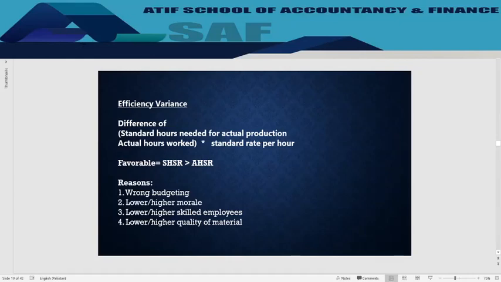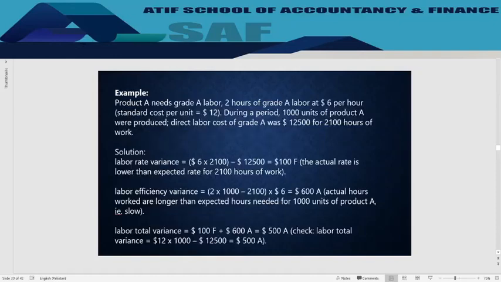The use of high quality material and lower quality of material can create this difference. For example, for manufacturing of a certain product, product A needs a grade A labor. 2 hours of grade A labor at the rate of $6 per hour. Standard cost per unit would be $12. During a period 1000 units of product A were produced.